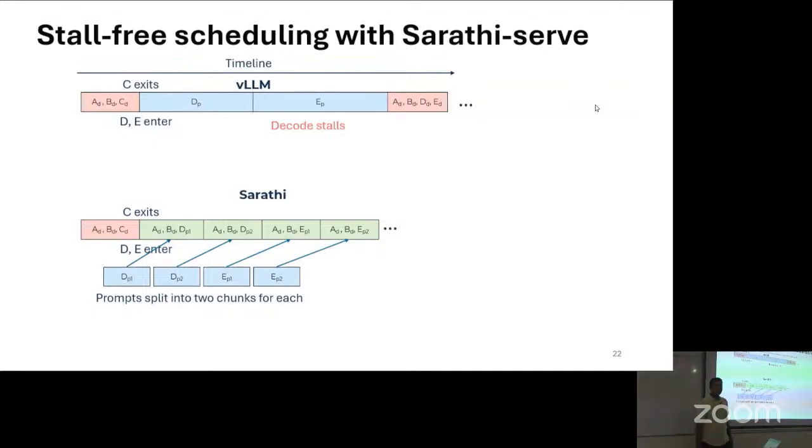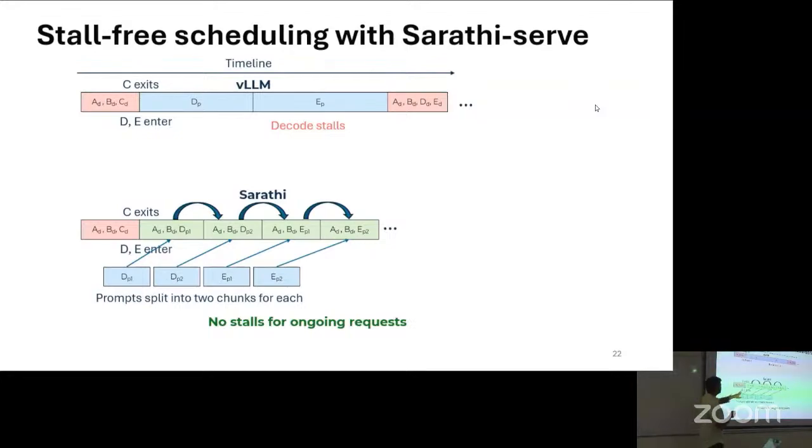I'm just coming to that. I have some graphs to cover that point. So if you see here, there are no stalls for any of the requests, and chunking takes care of that.